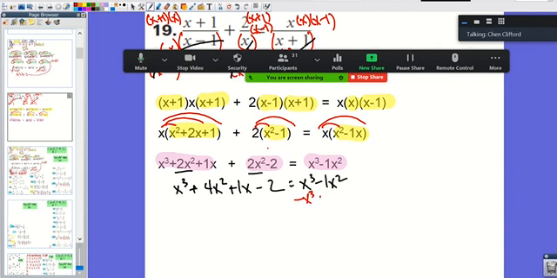I would rather move less terms, so I'm going to move the 2 terms here to the left side. And I'm going to get minus x cubed and plus 1x squared. Cancel, cancel. And now I get 5x squared plus 1x minus 2 equals 0. And then you just factor. Just factor, and if factoring doesn't work, then use the quadratic formula. In this case, you're going to need to use the quadratic formula.